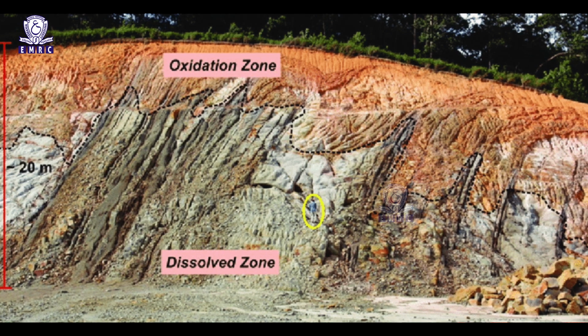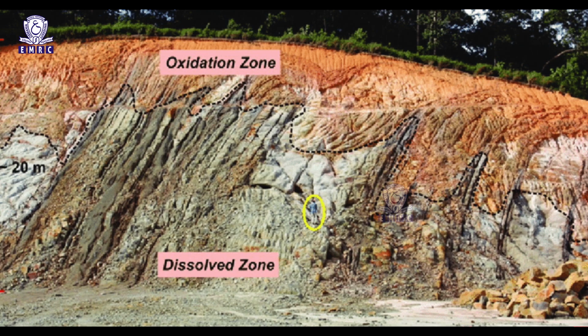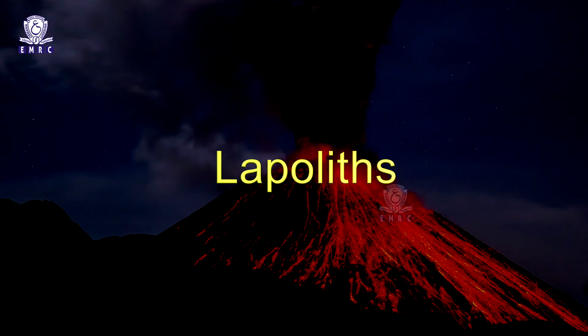Phacoliths. Phacoliths are lens-shaped intrusions formed in the bottoms of the synclines and tops of the anticlines in folded sedimentary rocks. In thick sedimentary strata, they are arranged one above the other between various layers of rocks. Lapoliths. Lapoliths are saucer-shaped intrusions of large size which are concave upwards. Some of them vary in size.